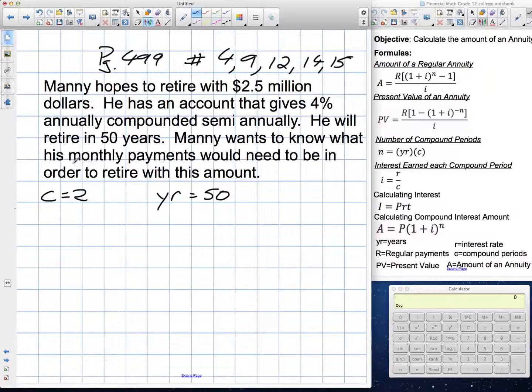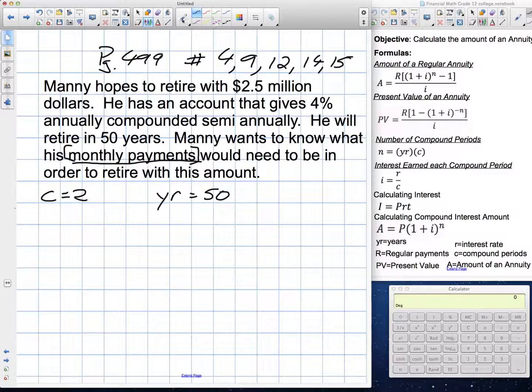Manny wants to know what his monthly payments would need to be in order to retire with this amount. Now, this is a different type of question because the monthly payments and the compound period are not the same. In the other question, we had done monthly and monthly. He compounded monthly, he paid monthly. Very straightforward. We actually have to do a bit of thinking on this question, okay? What we're going to do is convert the amount at the end to monthly. So even though this says monthly, we're going to focus on the compound period.